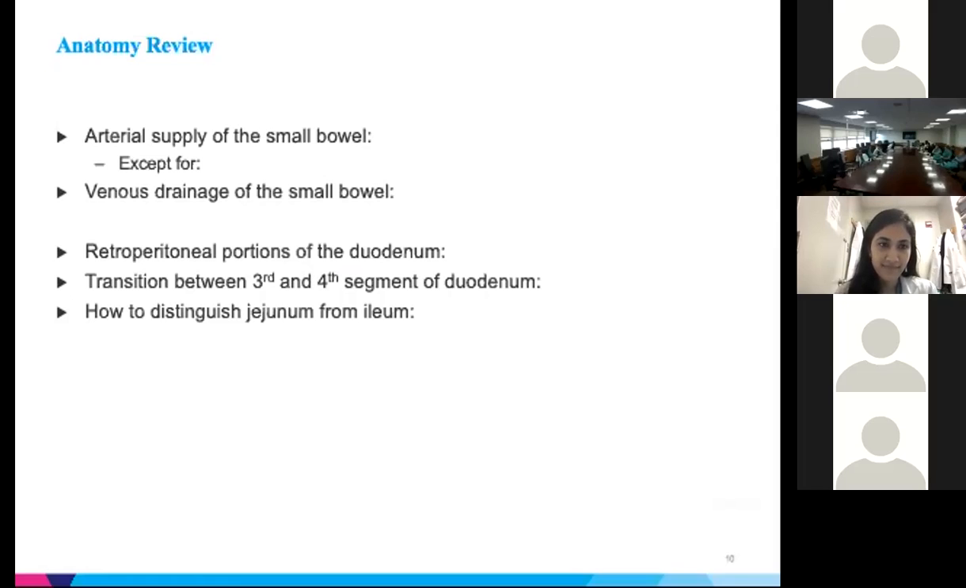Arterial supply of the small bowel. It's going to be the SMA. Yep. Vast majority. Except for? Except for at the very end, you have like the ileocolic, I guess. Well, it's the SMA, except for the proximal duodenum, which is supplied from branches of the celiac. It's supplied by the GDA. The venous drainage is from the SMV, which joins with the splenic vein to form the portal vein. Yep, perfect.